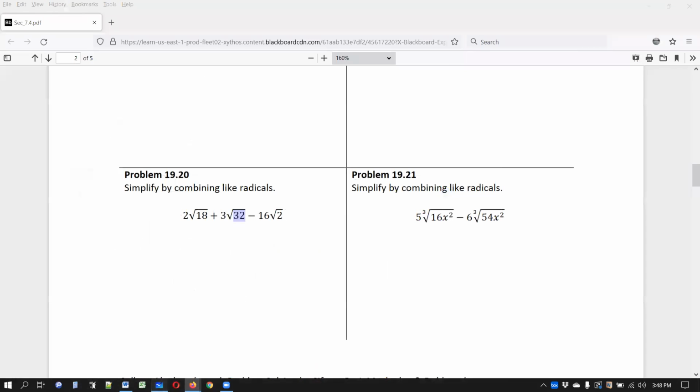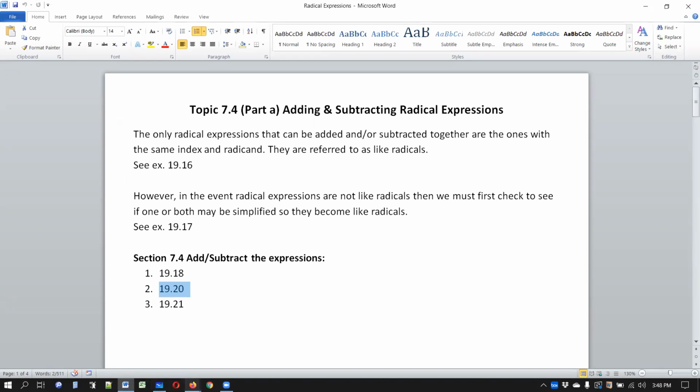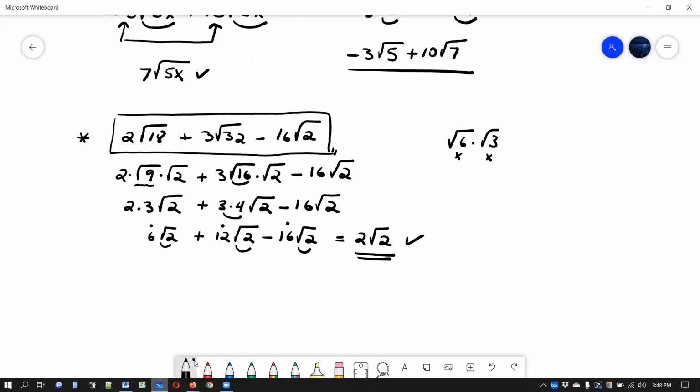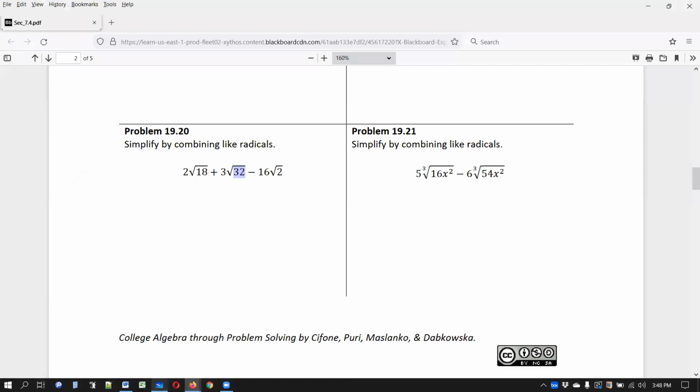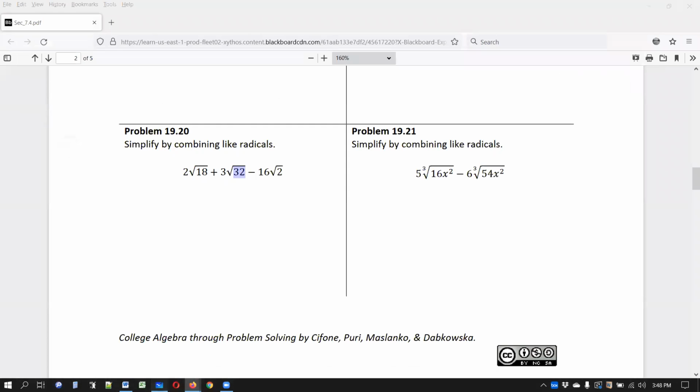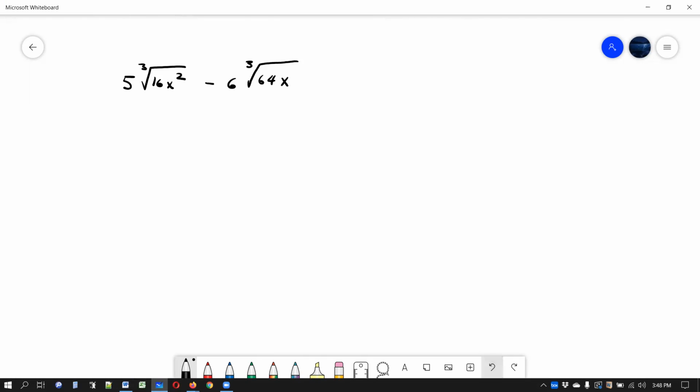And let's see our last problem, 1921. Okay, so here is 1921. 5 cubic root of 16x squared, minus 6 cubic root of 54x squared.